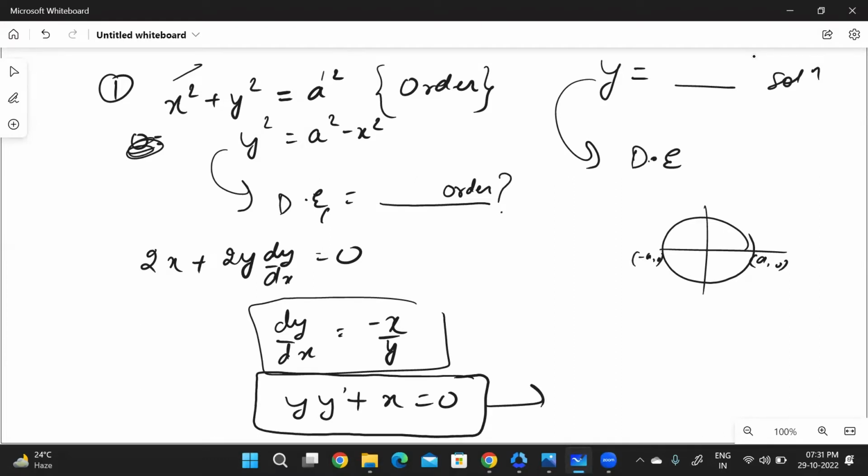So this is the differential equation that is represented by a family of circles. Why are we saying family of circles? Because we are not sure which circle we are talking about. There can be a circle of radius 5 units, 6 units, because a is an arbitrary constant. So the differential equation that represents the family of circles is y dash plus x equals 0. So you can see the order here is 1.